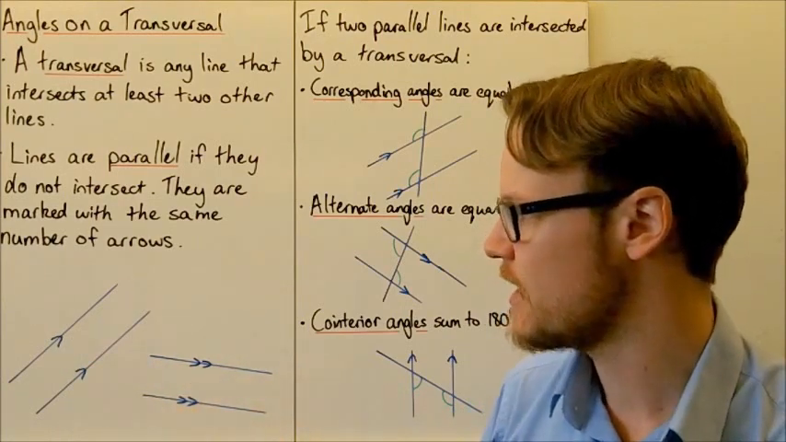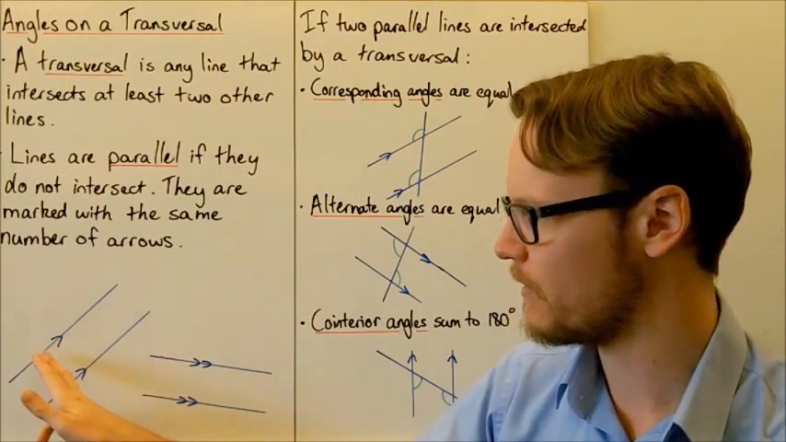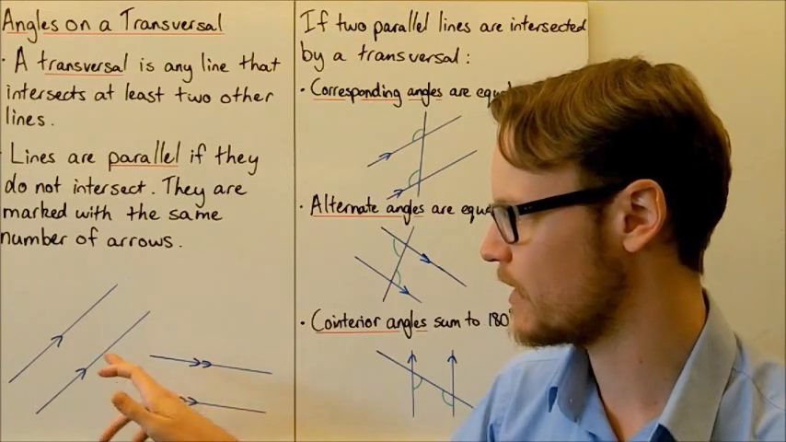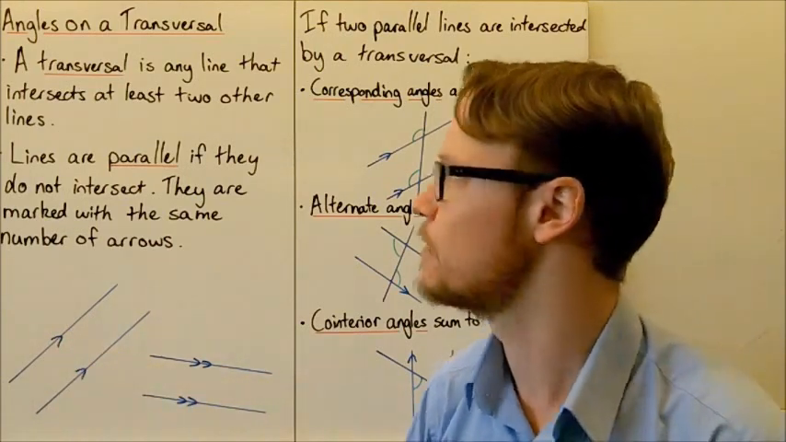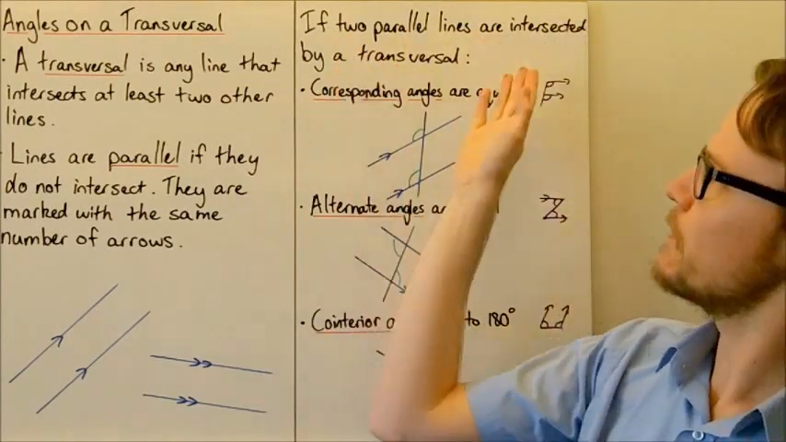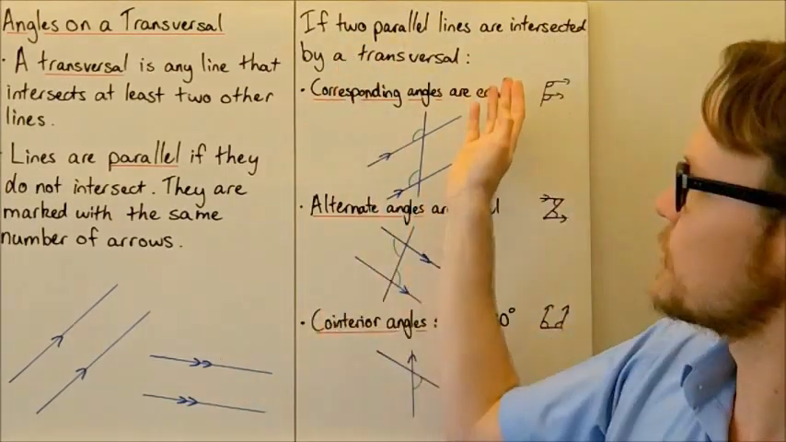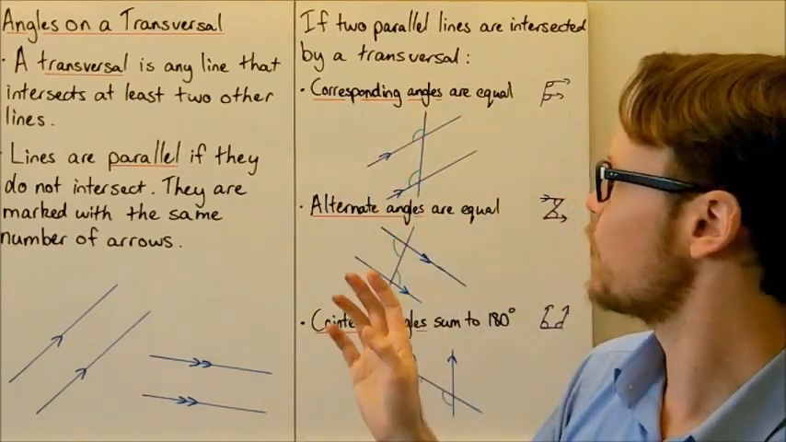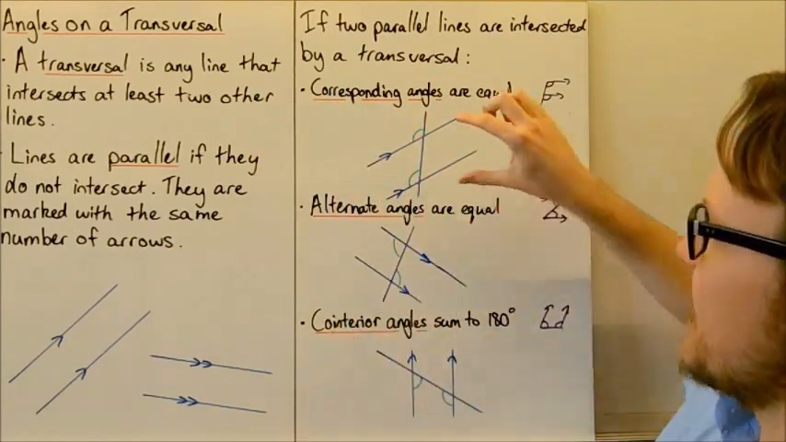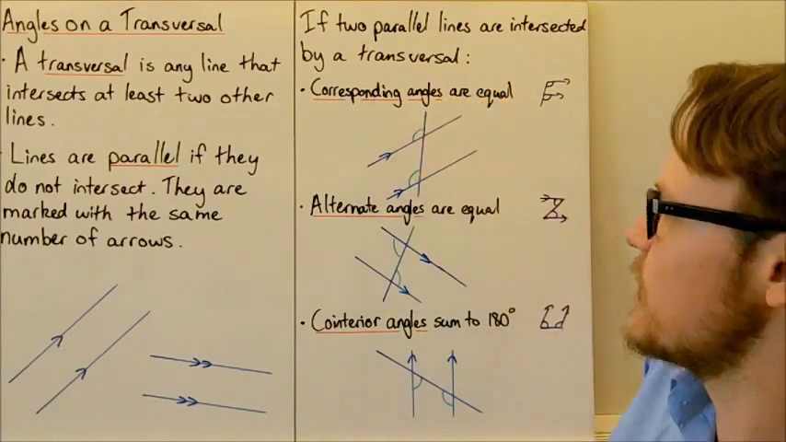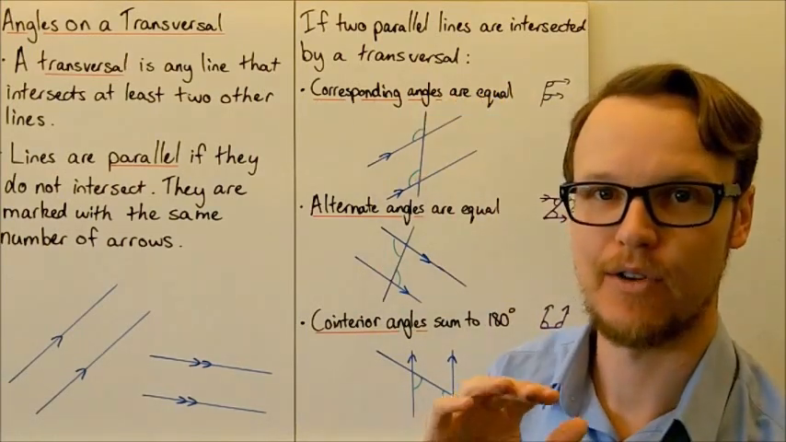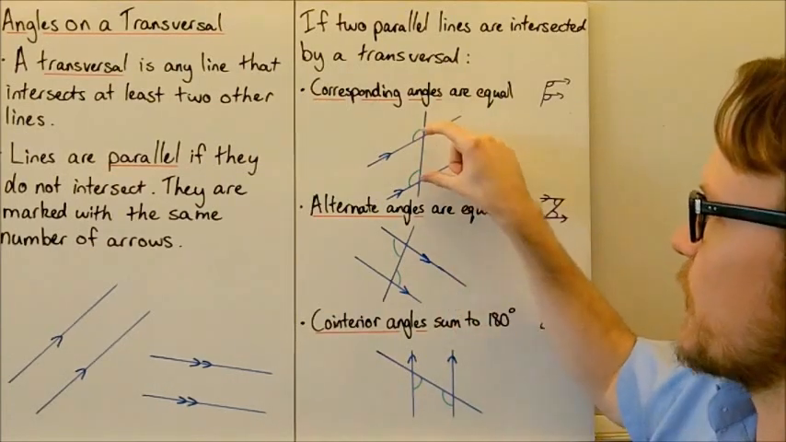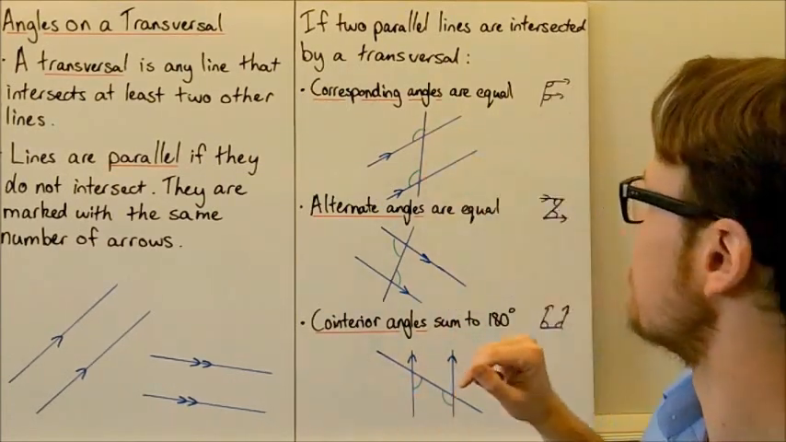These two lines here are parallel as well, but they're not parallel with these ones. They've got a different number of arrows. So these two here are parallel, and these two here are parallel. If two parallel lines are intersected by a transversal, then the corresponding angles are equal. Now the corresponding angles are the same angles in the same positions on the transversal, where it intersects the parallel lines.